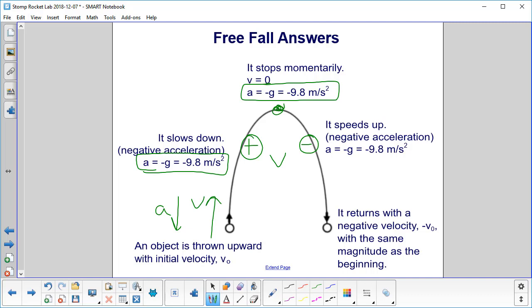On the way down, you're speeding up. This time, it's the same acceleration, but it's in the same direction as your velocity, so you speed up. And right before you hit the bottom, you have a negative velocity, but it's negative v0, just like what you started with, just with an opposite sign. It has the same magnitude as what you began with.